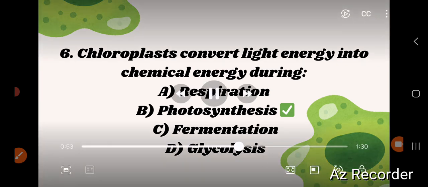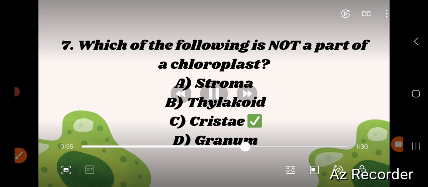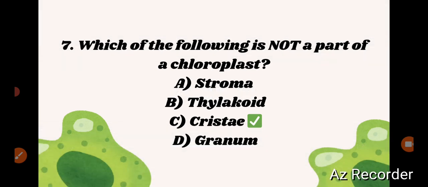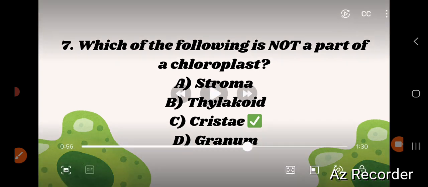And next, which of the following is not a part of a chloroplast? Stroma, thylakoid, cristae or granum. Cristae. So where is it found? Mainly in the mitochondria. In the mitochondria, cristae are present, not in the chloroplast.